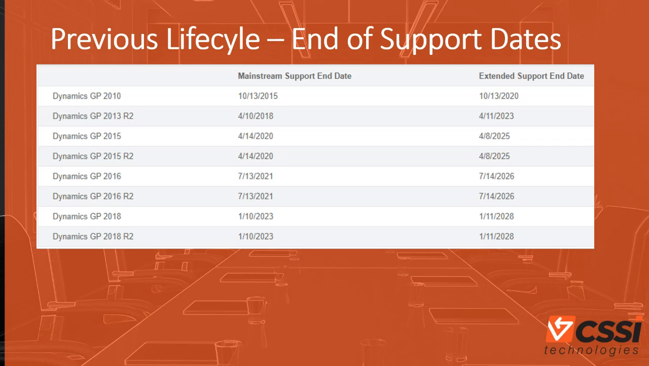Also, if you're on 2015, you can't jump directly to the latest version, which is 18.2 or just GP. You would have to go from 2015 to either 2016 or 2018 and then up to 18.2. If you're on older versions, like 2013 or 2010, that could involve several jumps.